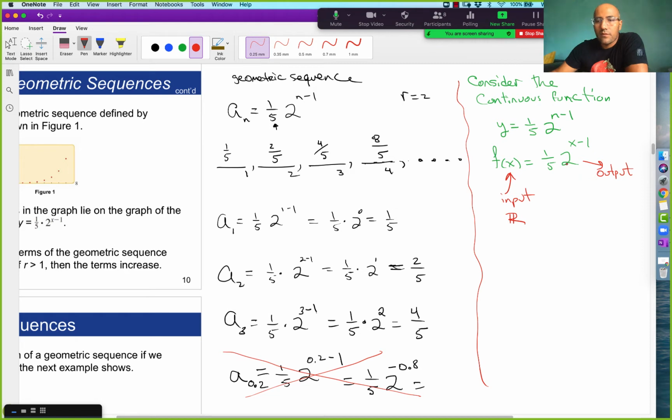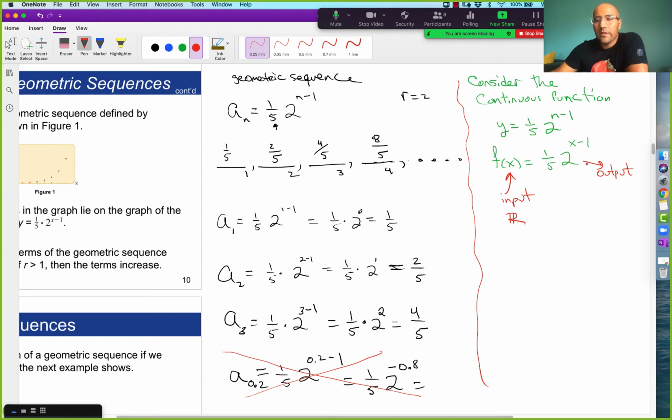Which, well, if we think about this, this is an exponential function. So the output of an exponential function is not going to be all real numbers. In this case, it's going to be all positive numbers, not including 0. Good. Good.